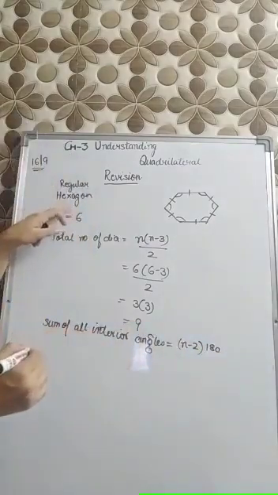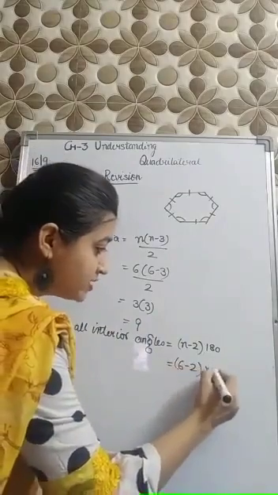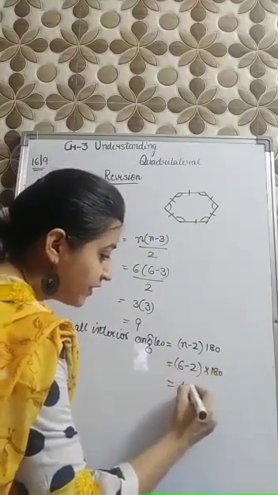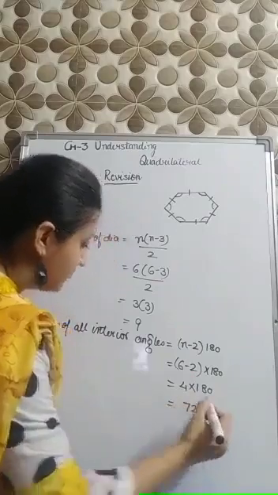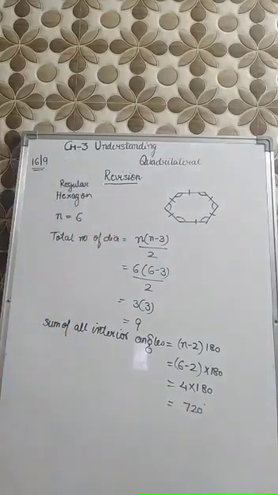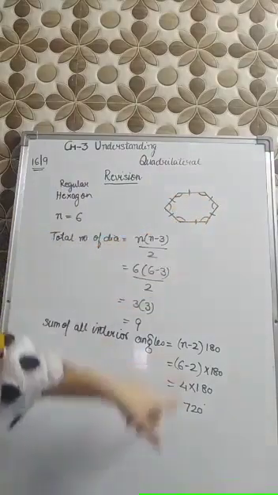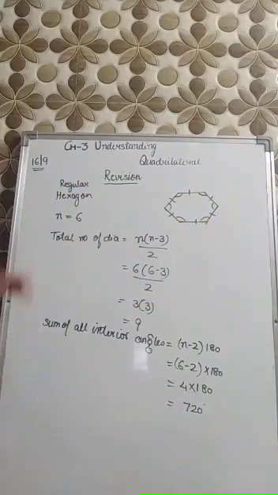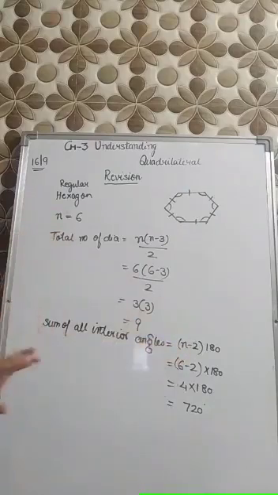Number of sides is 6 here. So if you put 6 here, 6 minus 2 into 180, this will give you 4 into 180, that is 720. So that means the sum of all the interior angles of this regular hexagon is 720. This formula you can use for any regular polygon.